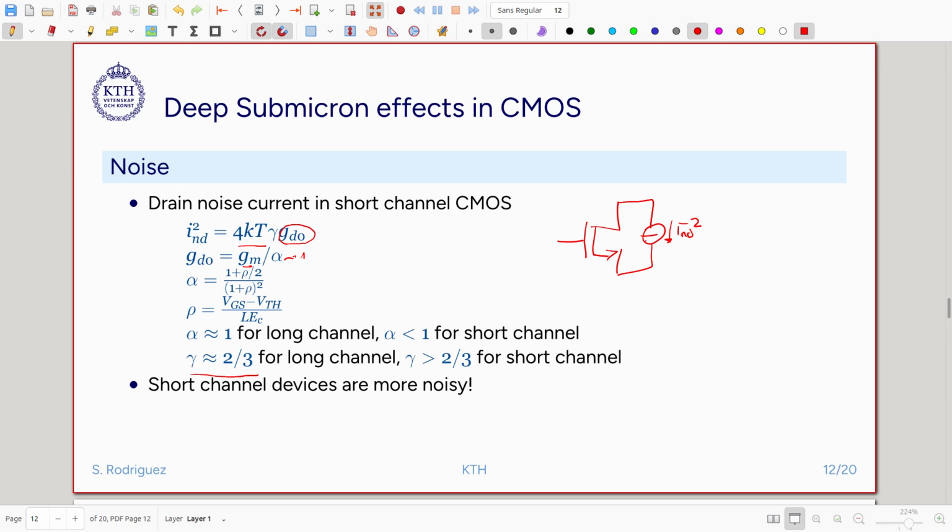Now this term alpha changes. It is dependent on this rho that we talked a little bit about before. EC is the maximum lateral field, L is the length, so it is going to change with the length and on the amount of inversion, the VGS minus the VTH, depending on the biasing that we have over the gate. So this alpha is going to depend on all these parameters, and it is going to get worse.